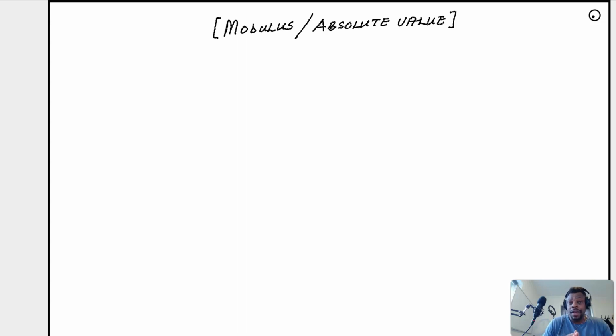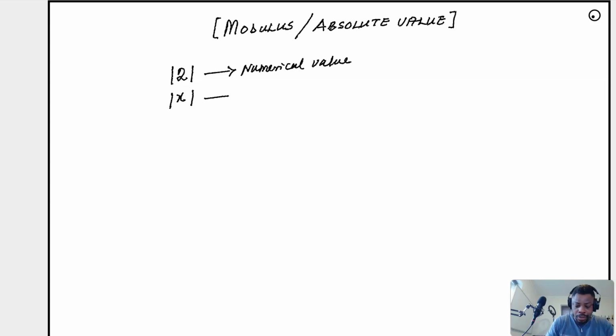Modulus, an absolute value, simply means that you have two vertical lines enclosing a particular variable or a number. If I have a number 2 and I have two vertical lines enclosing it, or I have a variable and I have two vertical lines enclosing it, that is how to represent modulus or absolute value. And what does this really mean? This simply means the numerical value of what we have.